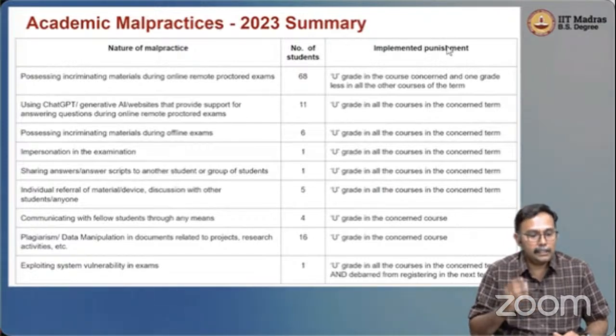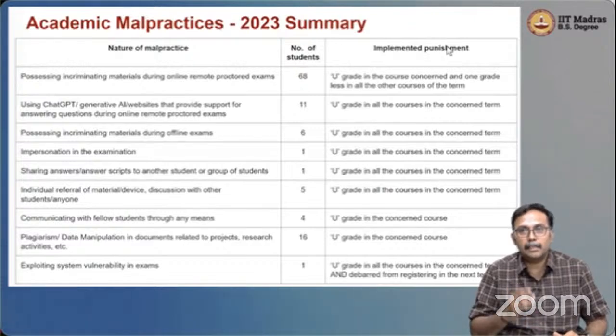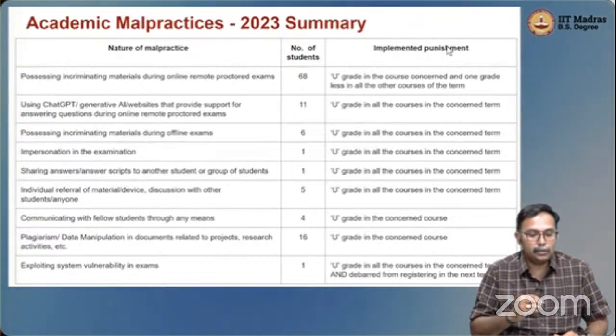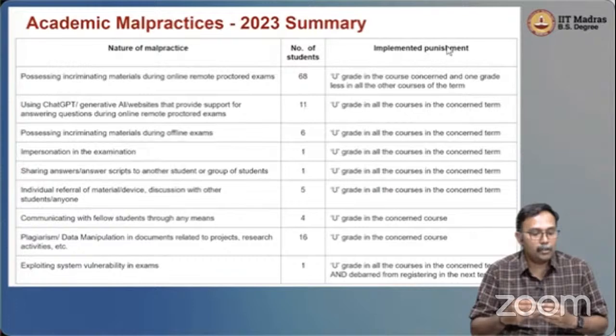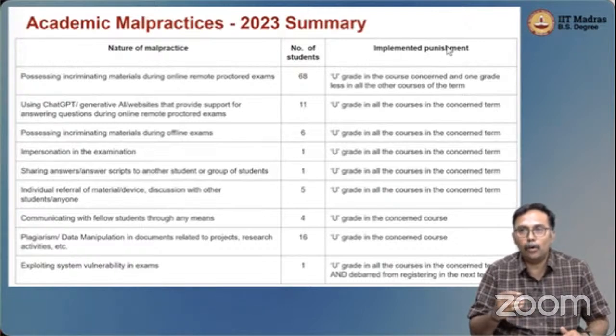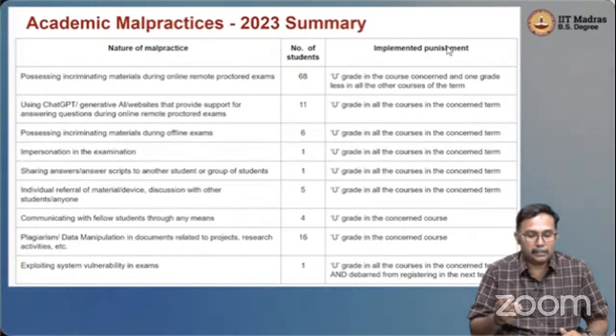And when they were possessing incriminating materials during offline exams, again they were given U grade in all the concerned courses. So there were 11 and 6 students who have done these violations. Total of 17 have gotten U grade in all the concerned courses for these 2 violations. Then we have impersonation in an exam and sharing of answer sheets and referral of material or devices or discussion with students and so on. All these has resulted in U grade in all the courses concerned in that semester, in that term. So this has been another 7 students who have gone through these violations, and they have been penalized accordingly.